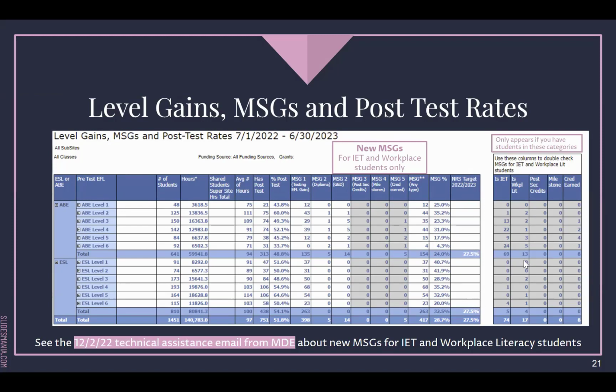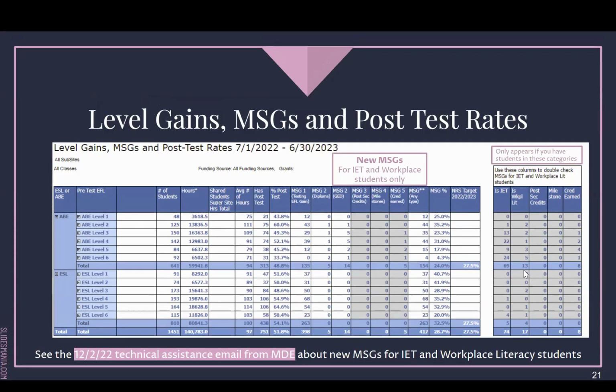And finally, we added this table over here to the right to kind of help you. This table will only appear if you have IET programming or the workplace literacy programming. And we put this here so that you can double check to make sure you have students who should be counted, and that they're being counted. Just to cross-check your information, since this type of MSG and the importance of tagging IET people and workplace people appropriately has become more relevant this year. So we wanted to highlight that subgroup so we can all double check and make sure everything's being counted.